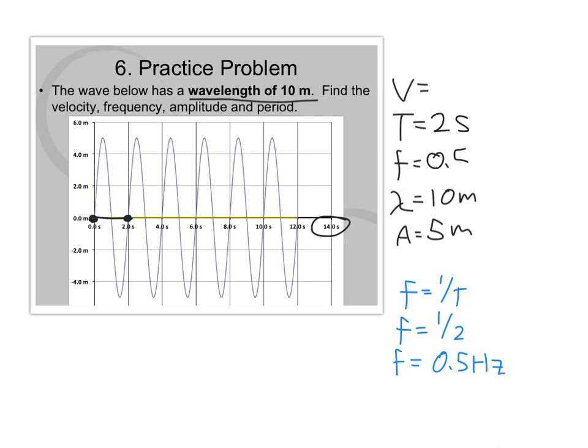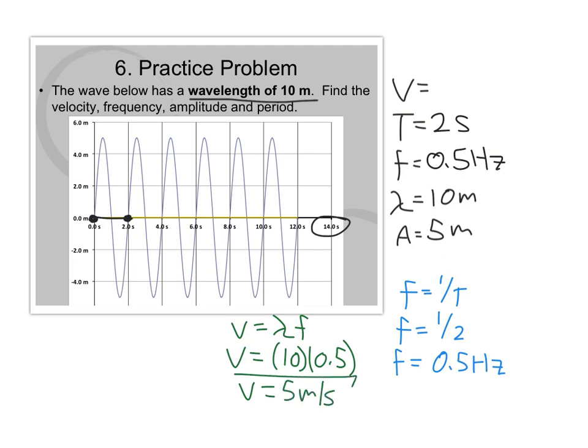And once we know our frequency is 0.5 hertz, we can also calculate our velocity because our velocity is just wavelength times frequency. So we take our 10 meters times our frequency of 0.5 hertz, and we get a velocity here of 5 meters per second. So we can go ahead and fill that in as well.